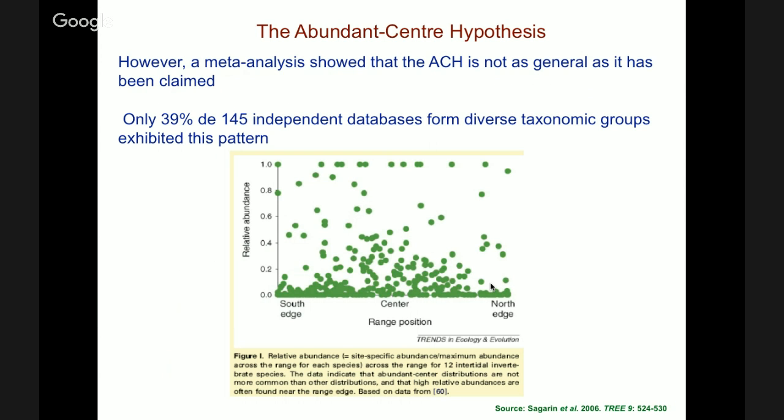Speaking about this abundance center hypothesis, a formal testing of it was made by Rolf Zagarin and his colleagues, and he found that this is not a universal rule as it was claimed before. Actually, they found in a meta-analysis that not even half of the studies they analyzed follow this pattern. So it's not a universal rule. It's something that sometimes happens and sometimes it doesn't happen.